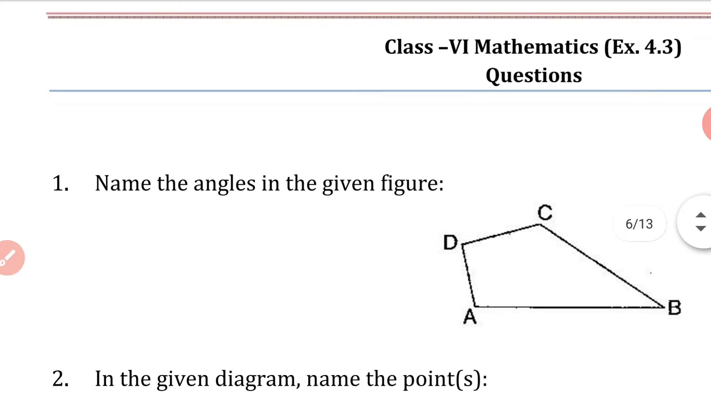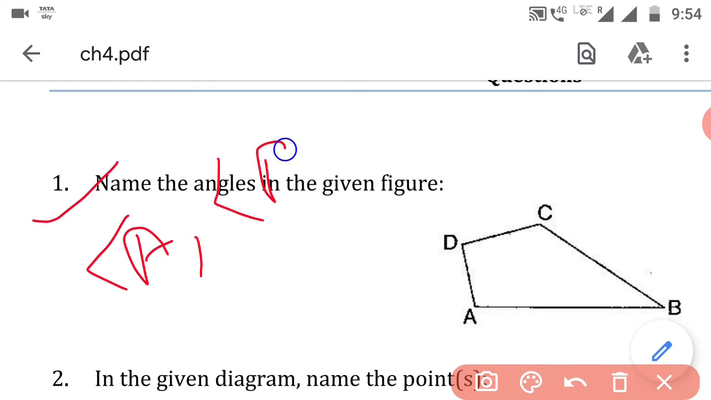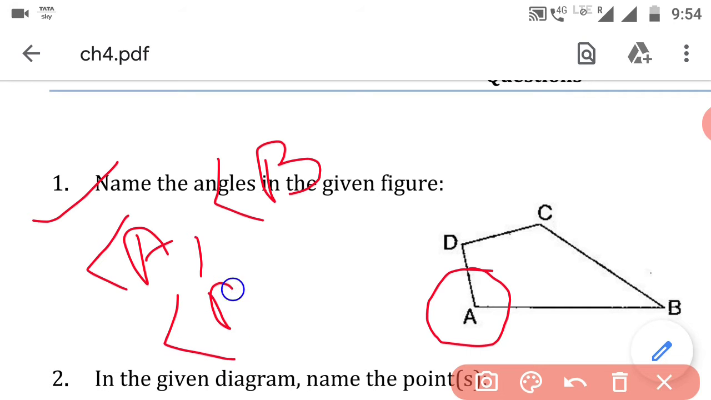Question number 1. Name the angles in the given figure. So we can see this figure A, B, C, D. We have to name all the angles of this figure. So we know how to name an angle, isn't it? We can say angle A, angle B, angle C, angle D directly. Or else if you want to mention angle A, what we have to do? We need to say angle B, A, D.